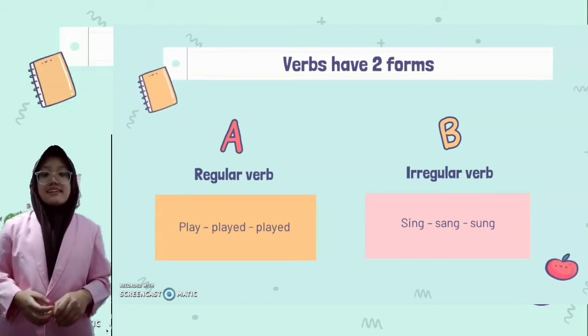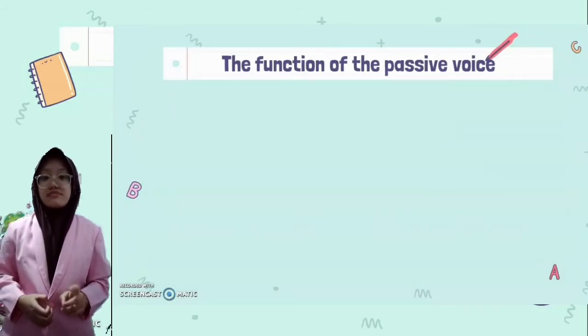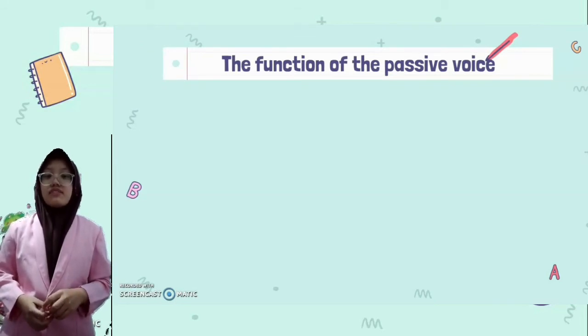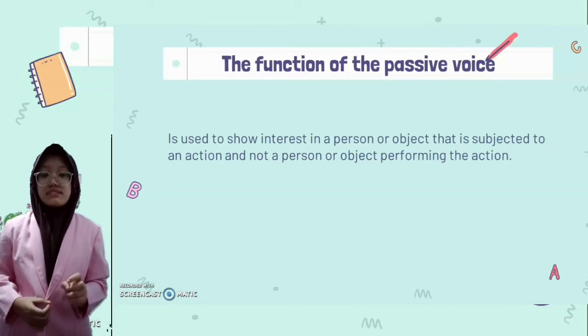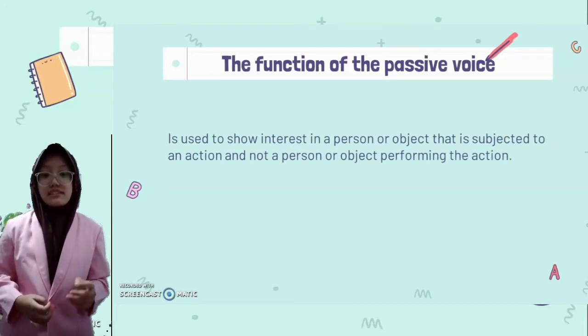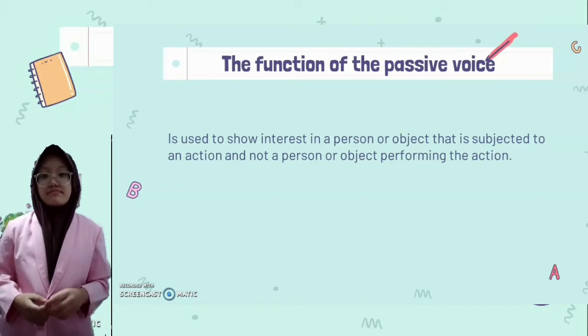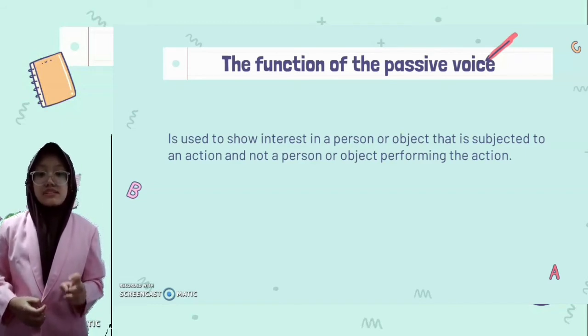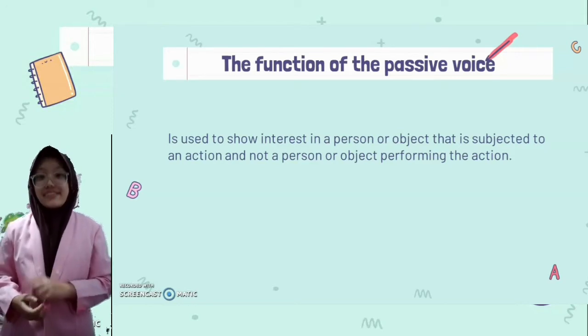Okay, now we're going to the function of the passive voice. The function of the passive voice is to show interest in a person or object that is subjected to an action, and not a person or object performing the action. So, the most important thing or person will be the subject of the sentence. Okay, got it? Okay, good.